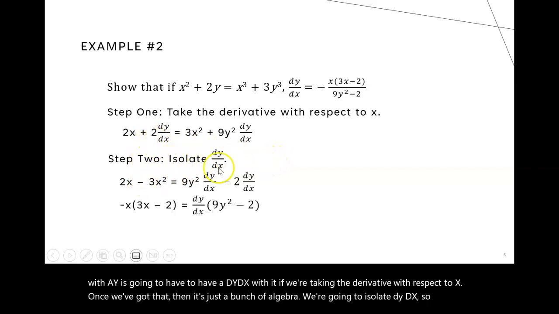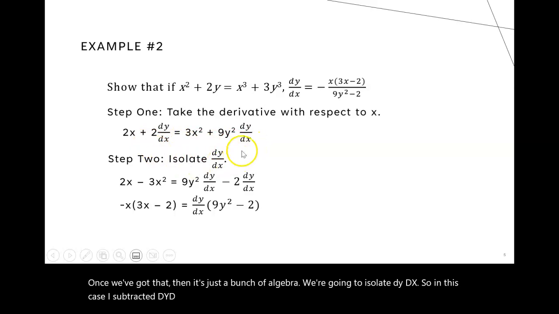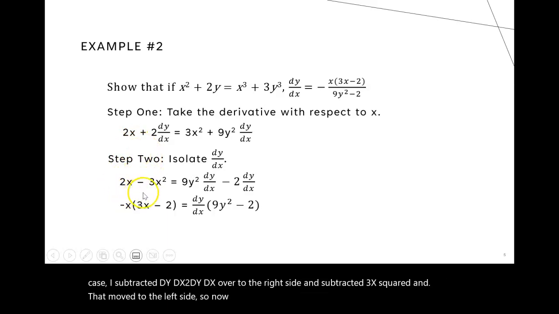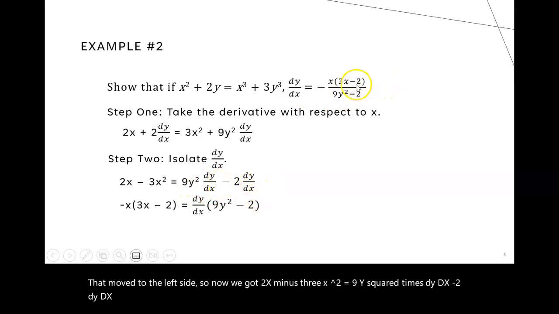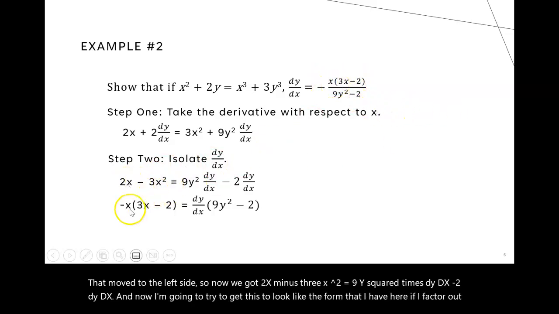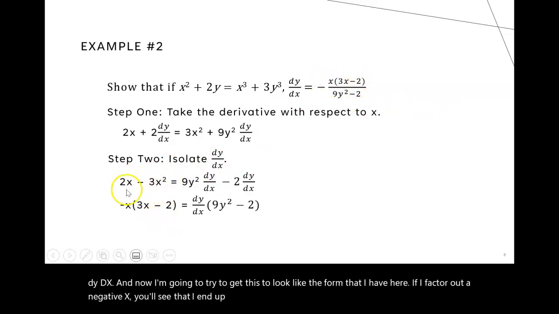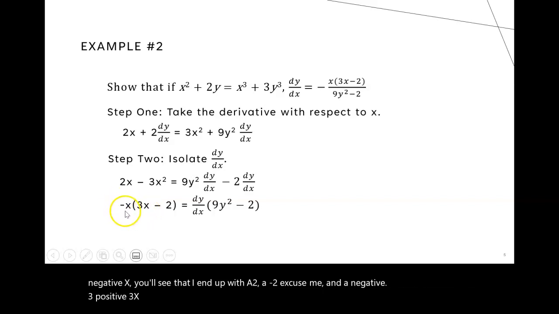So in this case, I subtracted 2 dy/dx over to the right side, and subtracted 3x squared, and that moved to the left side. So now we've got 2x minus 3x squared equals 9y squared times dy/dx minus 2 dy/dx. And now I'm going to try to get this to look like the form that I have here. If I factor out a negative x, you'll see that I end up with a negative 2, excuse me, and a positive 3x. So we have a negative x times 3x minus 2 if I factor out a negative x.